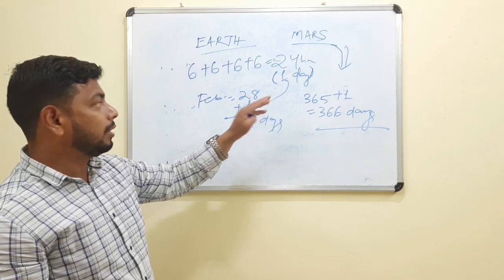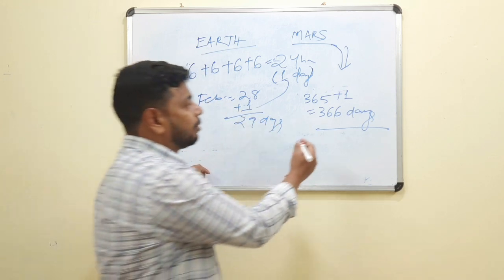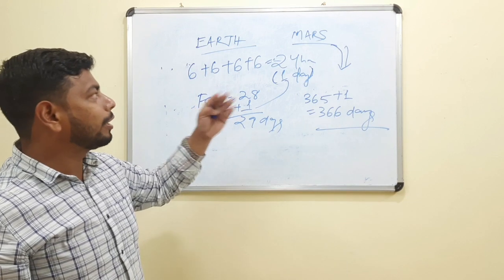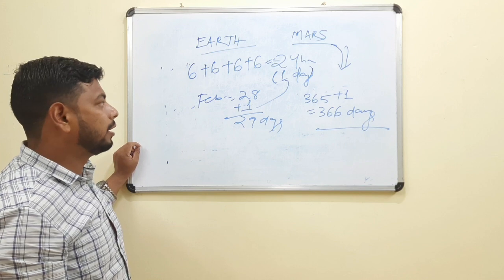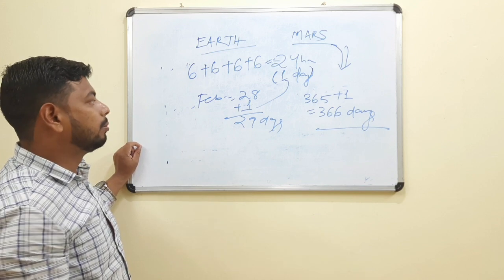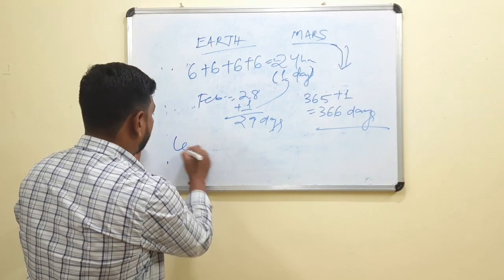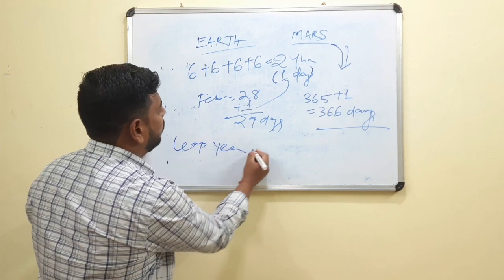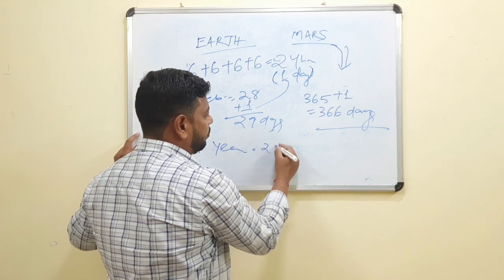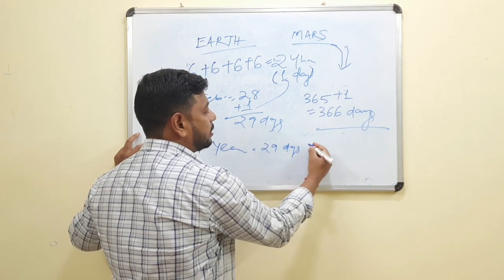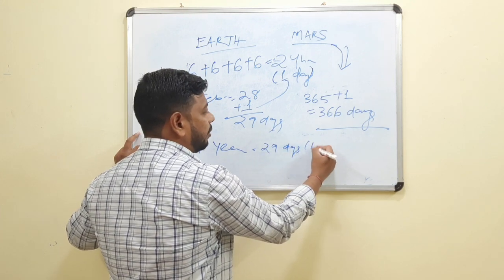Actually 365 days 6 hours, but it was a leap year. Add 6 hours over 4 years, so that is 366 days, right? And here one thing needs to be known: in a leap year, in which month is the day added? February. So in a leap year, 29 days are there in the month of February.